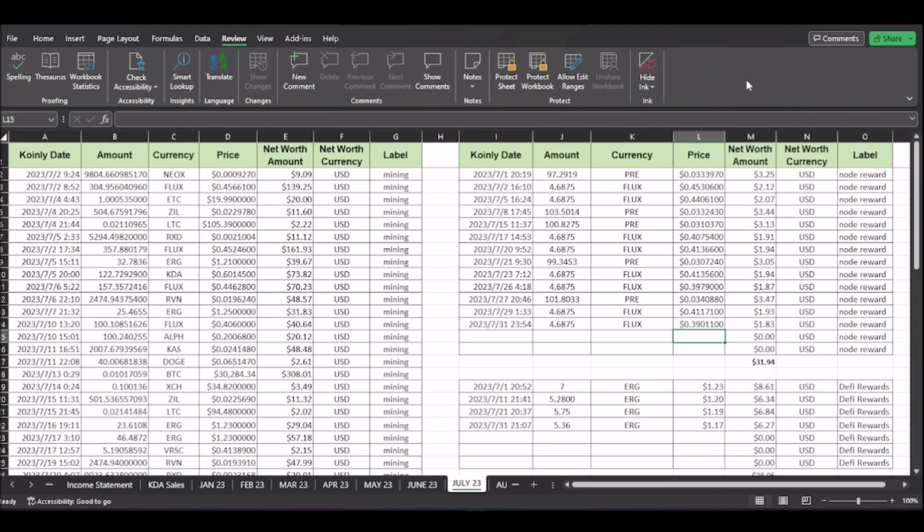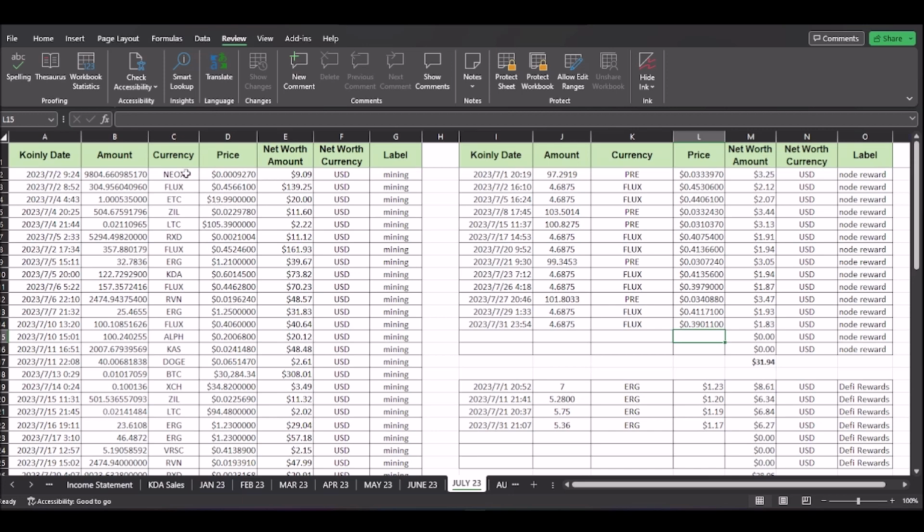Rusky's Crypto Cave here. We are going to go over the July profitability for my mining farm. And here's my spreadsheet that I have in Excel that I log every payment transaction. Like I said in the last video for the first profitability one, I don't log it until it hits my wallet, because that is the taxable event.